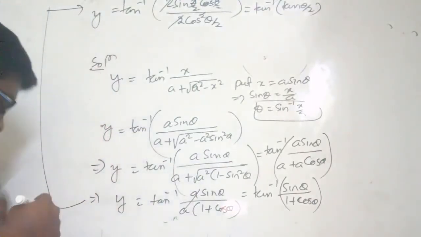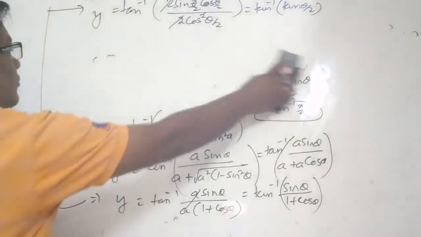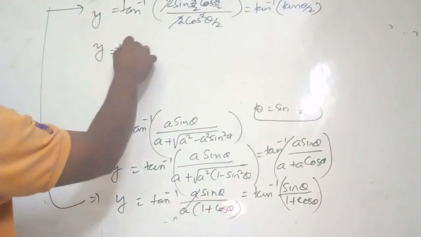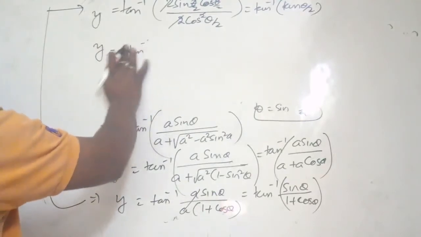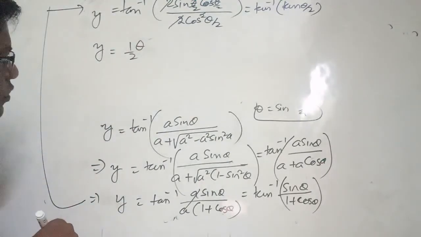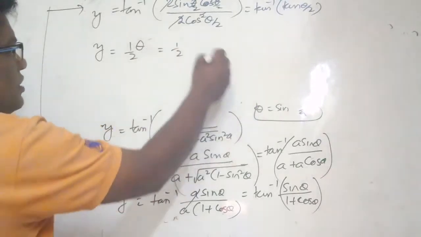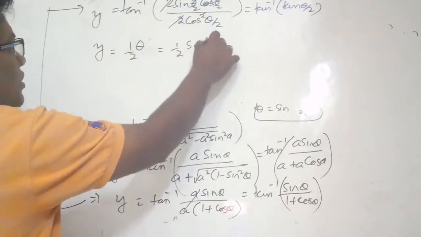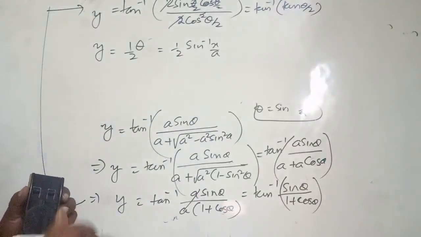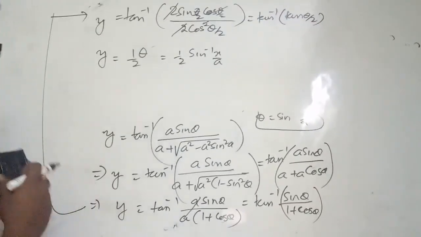So that is y is equal to tan inverse of tan theta by 2, which means theta by 2, that is 1 by 2 theta. Theta means sin inverse x by a, so y is equal to 1 by 2 sin inverse x by a. Now dy by dx is equal to what?